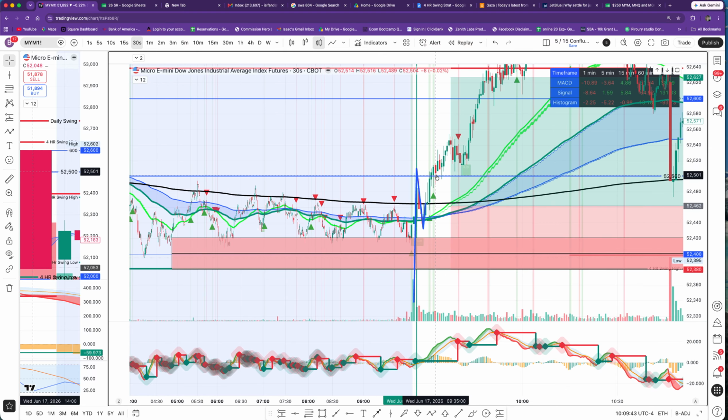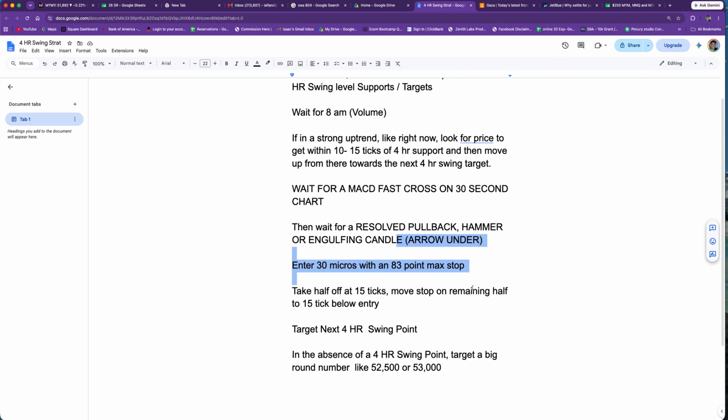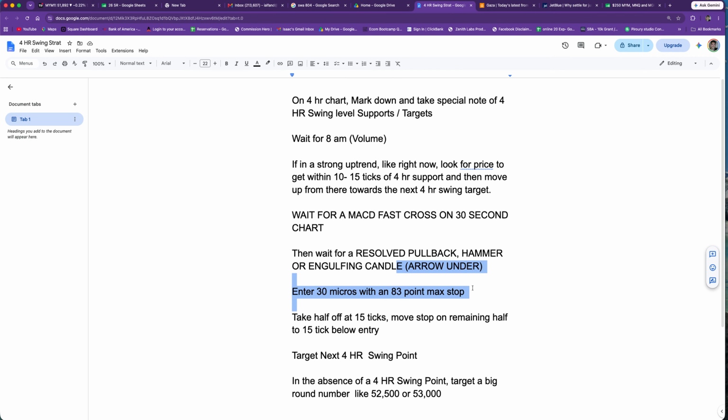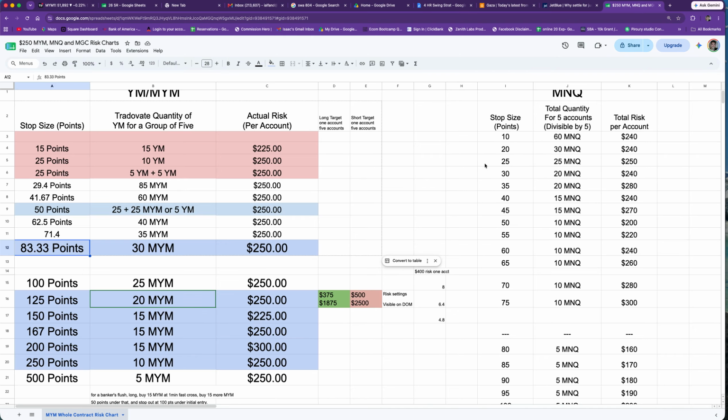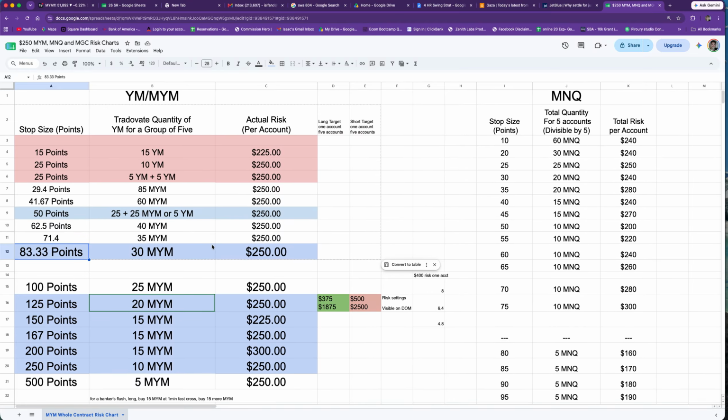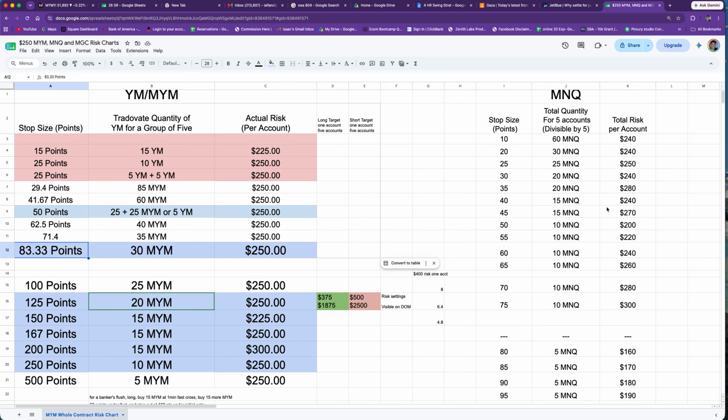I know that might sound a little bit involved, but if I were you, I'd take a screenshot of this, and this tells you everything you need to know. If you are trading the way I'm trading with a $1,250 stop, that's 30 micros with an 83-point stop. That's $1,250. I'm doing that because I'm trading 5 accounts totaling about $22,500 in drawdown. So 1,250 is about 5%. So that's why I'm using that number. But use whatever number is comfortable for you. If you need a risk chart, use this one. This is mine, but you're happy to take a screenshot of that. I have one for MNQ as well here.